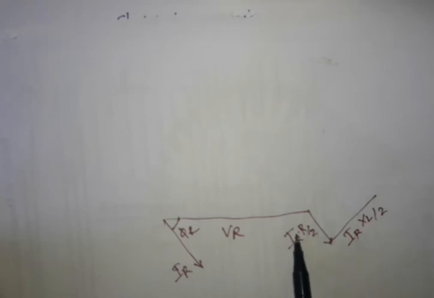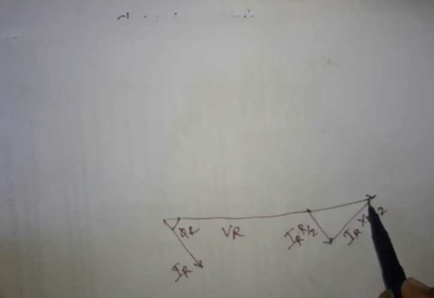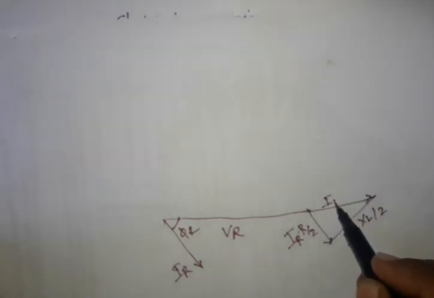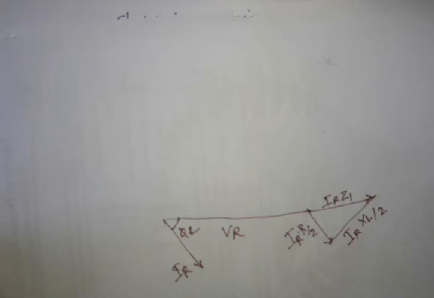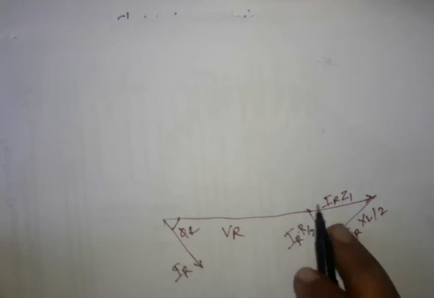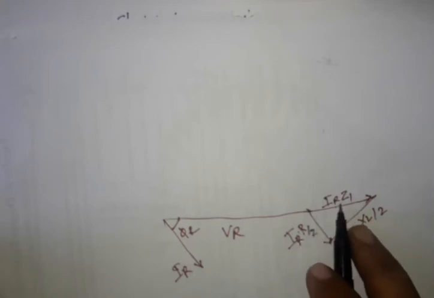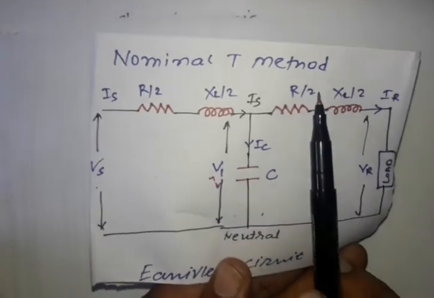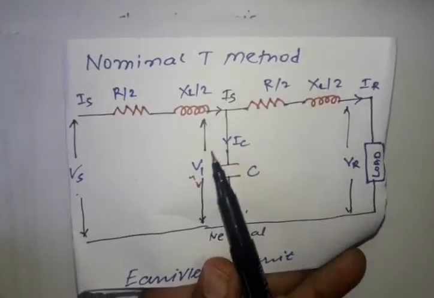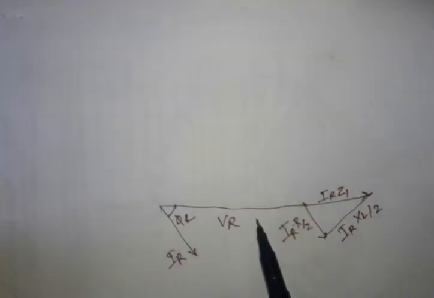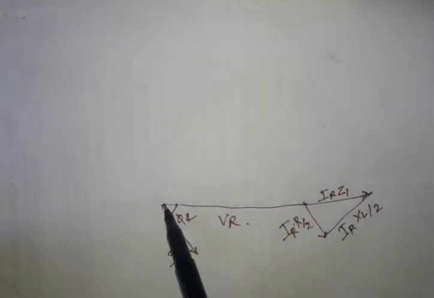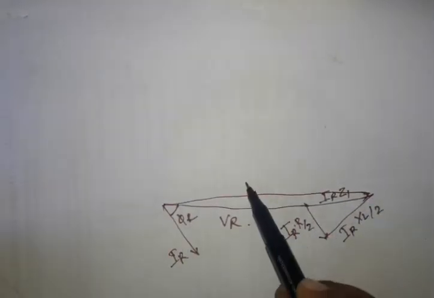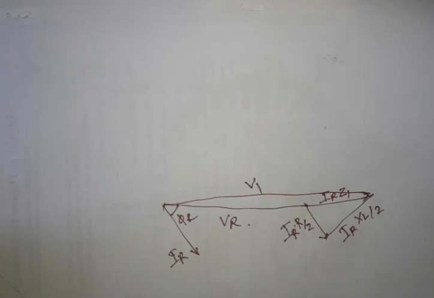Here is the resistive drop, here is the inductive drop, and the resultant of both is our impedance drop, IR into Z1. So we draw the line IR into Z1. Now VR plus this drop is equal to V1. So we draw a line here which is called V1, the resultant of VR and IR Z1.